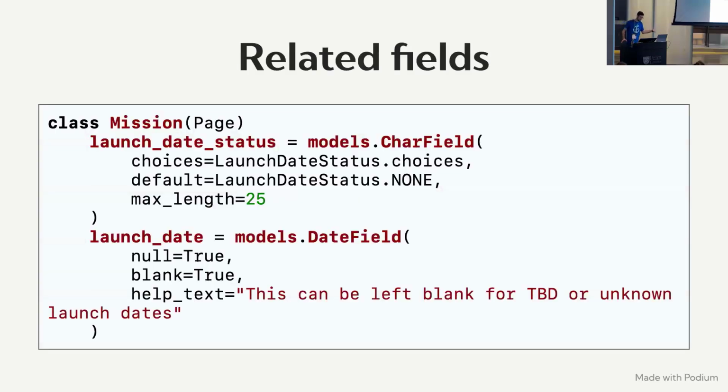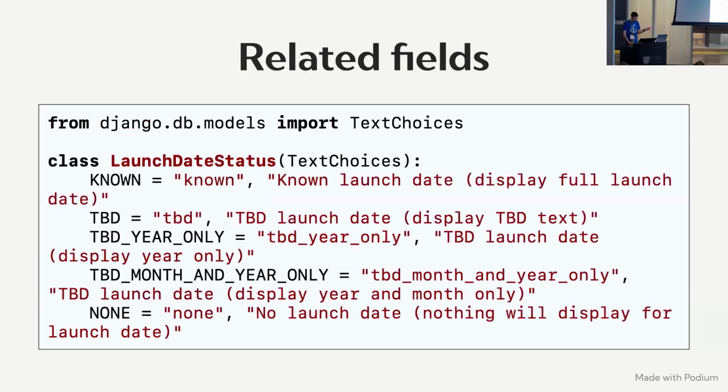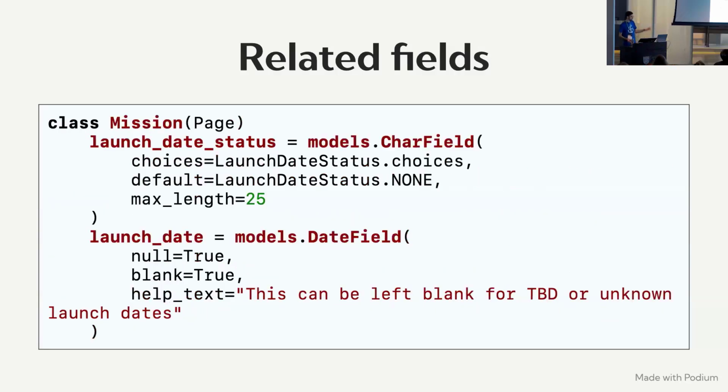Here's a snippet of a mission page model from an undisclosed website that has a couple related launch date fields. The first is launch date status, and that has several different choices that determine how the date gets formatted on the front end. Here's a quick look at what those choices are. The exact date can be known, or it can be 3 different levels of uncertain. Might know only the year, or might know both the month and year, but not the exact date yet. Or we might not want to show anything at all, the none option. And then back to the model.